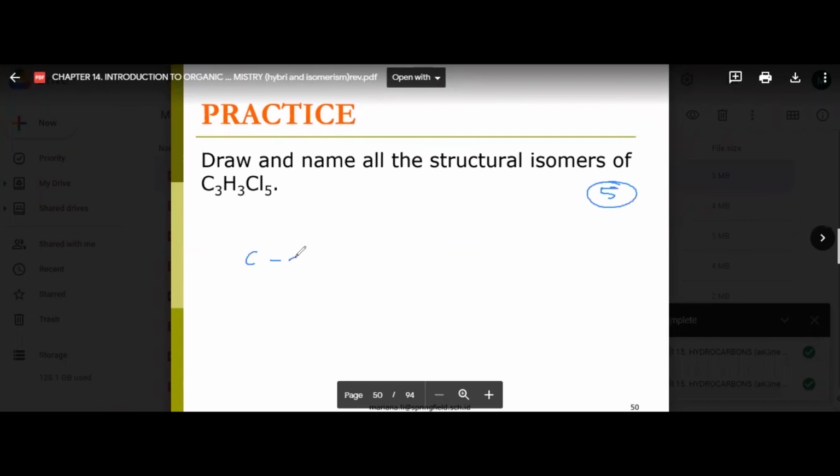C3H3Cl5. I like to draw like this. The position of Cl. There are 5 Cl's here. Let's say I put them at the first C, maximum 3 Cl, and then go here, here, here, and here. So the name would be 1,1,1,2,2-pentachloropropane, longest chain 3 carbons, propane. Okay, this is the first isomer.